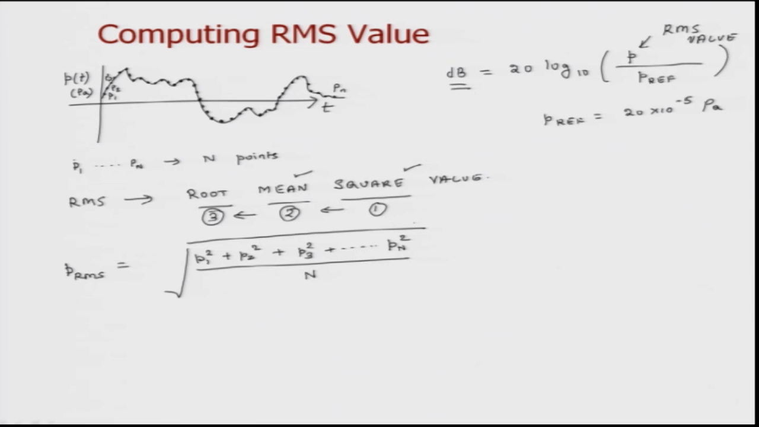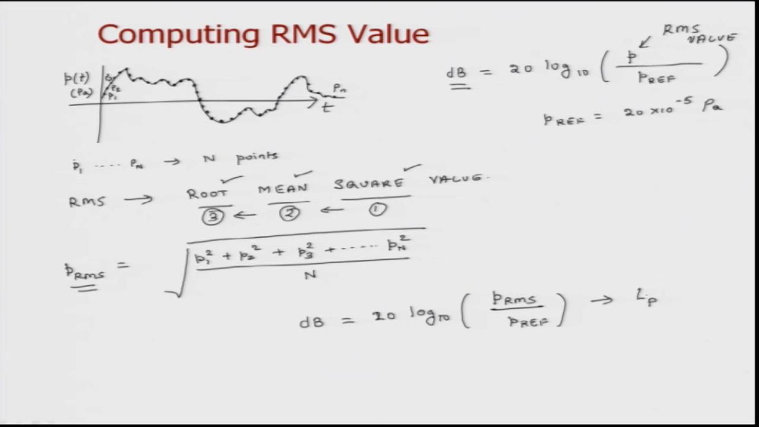We take the square root, and that is how we get the RMS value. Okay. So once we calculate the RMS value, we can calculate the decibels. And the decibel is computed as 20 log base 10 of PRMS by PREF. Now this is for LP.